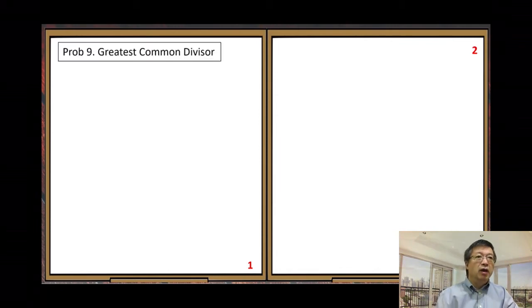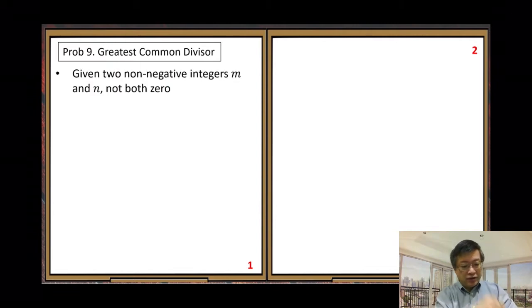Example. Problem number 9, greatest common divisor. We're familiar with this concept. So let us look at the question. Given two non-negative integers m and n, not both 0. Our goal: find their greatest common divisor, GCD of m and n.